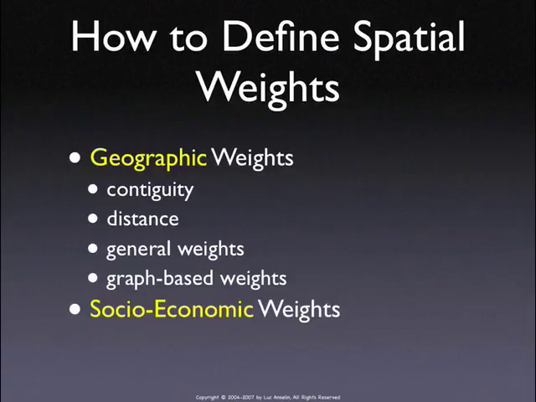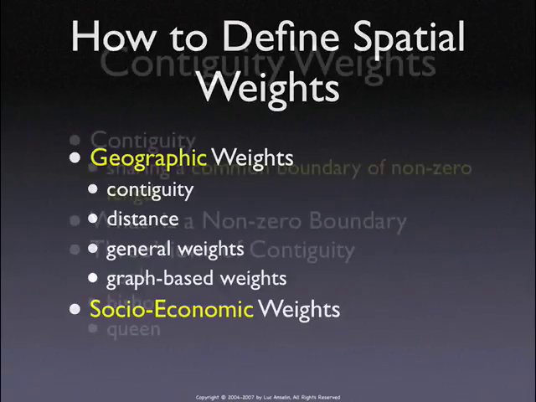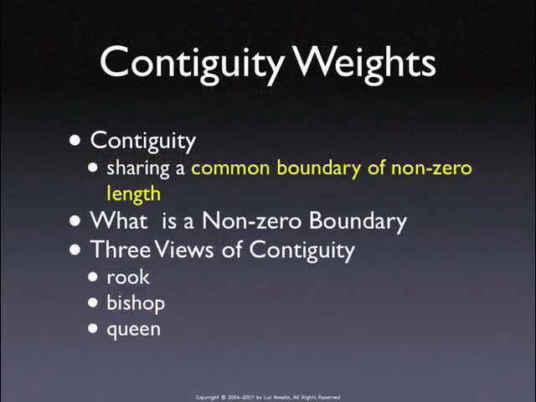Now, that doesn't mean that this is always the most meaningful thing to do. And definitely, if you're interested in social network analysis, socioeconomic weight structures are much more relevant in many cases than the purely naive common boundary from the geography. So even though that's the case, let's just spend a few minutes on the basics, the contiguity weights, the weights that are based on sharing a common boundary. I'd say of non-zero length.